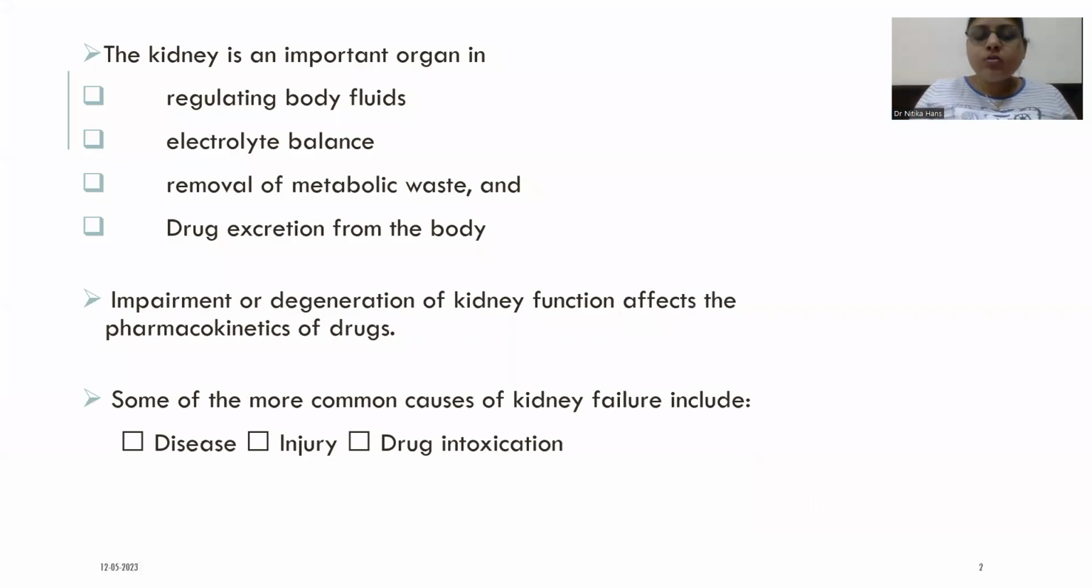Now I'm going to start the topic, drug use in renal disease. Kidney is an important organ in regulating body fluids, electrolyte balance, removal of metabolic waste, and drug excretion from the body. Means it regulates the body fluid, it maintains the electrolyte balance, it removes the metabolic waste, and it excretes drugs from the body.